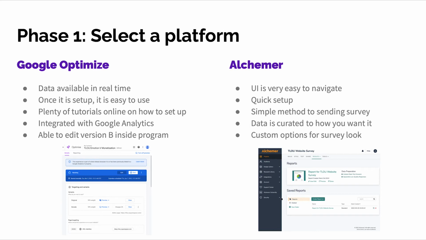I really like that there were plenty of tutorials on Google Optimize because it's a well-known and regularly used A/B testing tool. And I really liked specifically that there were a lot of tutorials on how to connect it to Squarespace. Another really big plus for Google Optimize was the integration with Google Analytics. So that was a big plus. And because of the Google Chrome extension, I was just able to edit my B version inside of the program, as opposed to having to go somewhere else.